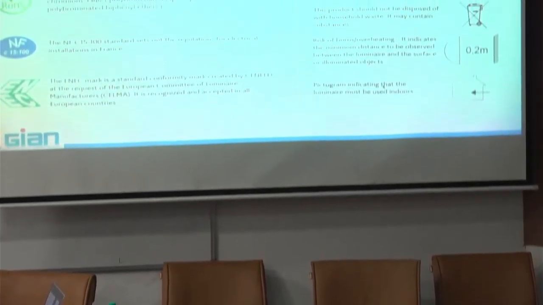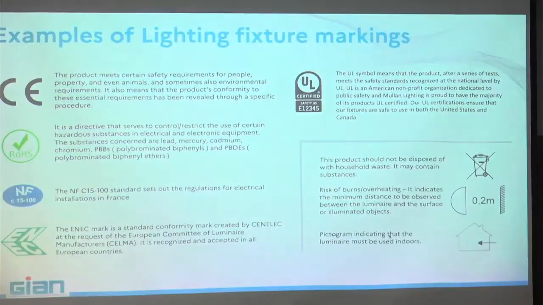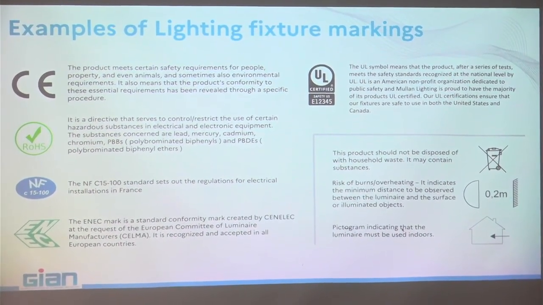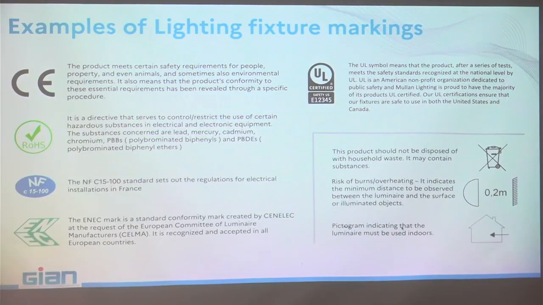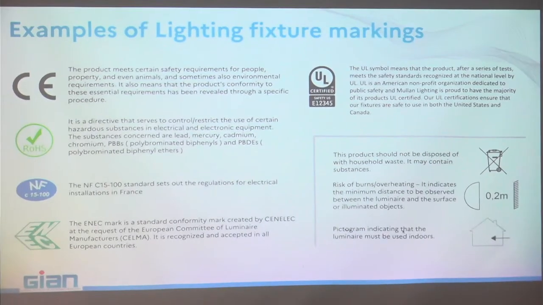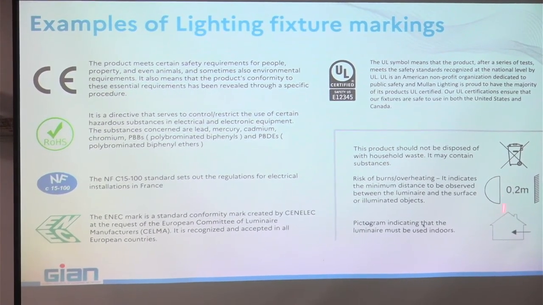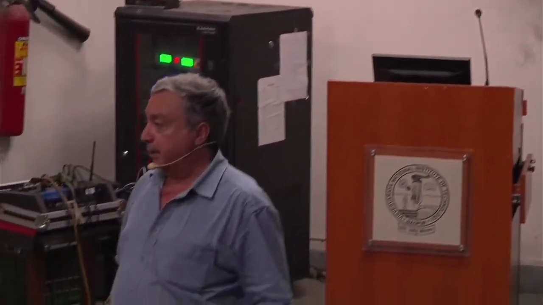And then you may have other signs. This one means this product cannot be put in the bin. You have to give it to someone to recycle it. This one has an important heat, and it is not advised to approach more than 20 centimeters because you can be burned. And that one means this product is for indoor lighting.